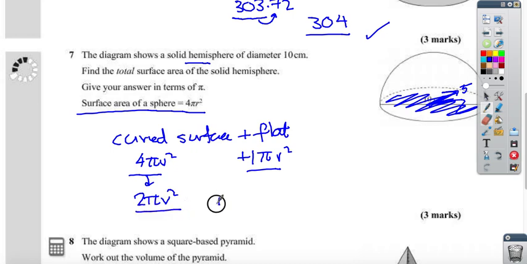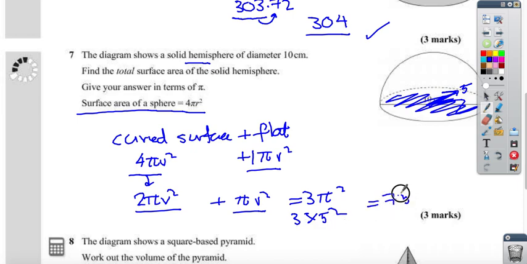So that's the hemisphere, then we're adding on pi r squared. When we add those two together, 2 pi r squared plus pi r squared is actually 3 pi r squared. If r is 5, it becomes 3 times 5 squared, which is 3 times 25, which is 75 pi. It did say leave your answer in terms of pi.